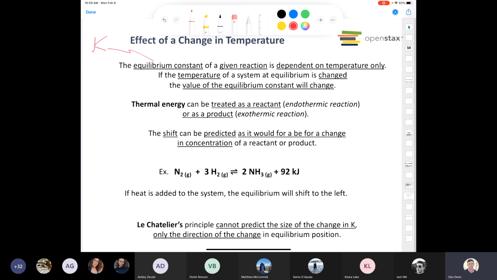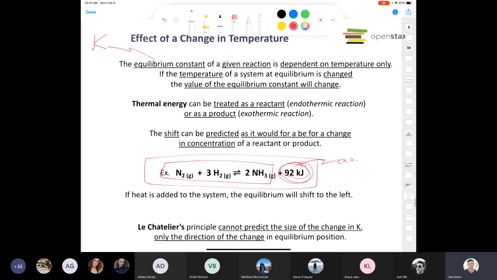And therefore, let's say you have this reaction, this chestnut that just won't leave us alone. You can see that this is an exothermic reaction. Why? Because heat is being released. You're doing this reaction, but heat is a product. So you treat heat as a product.